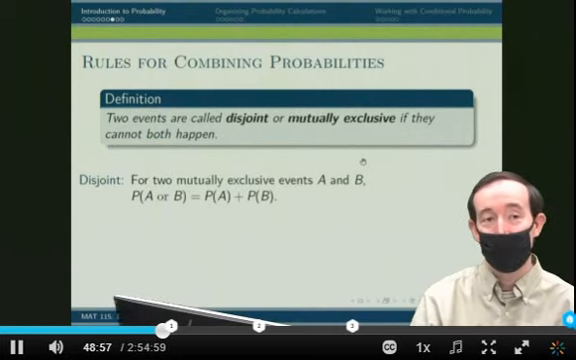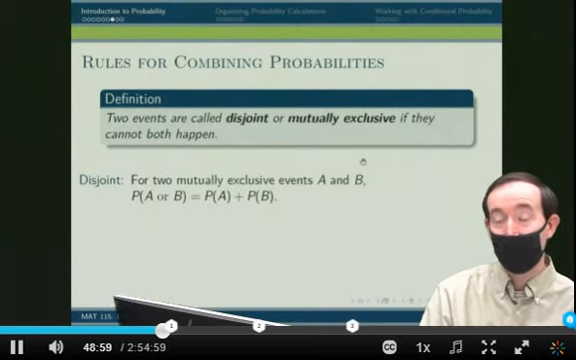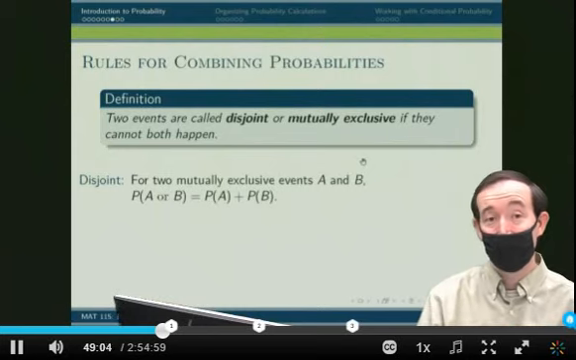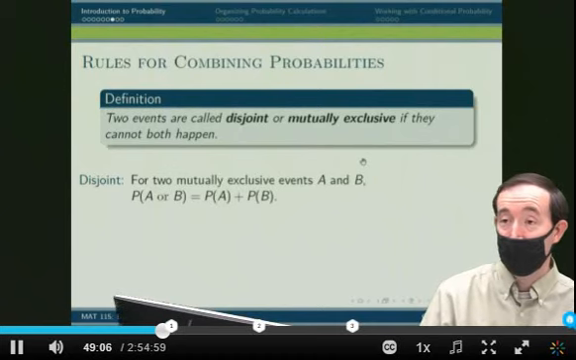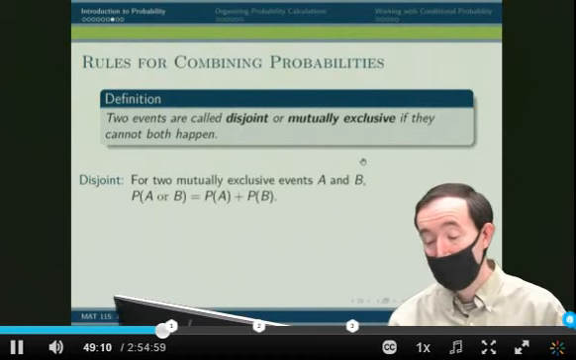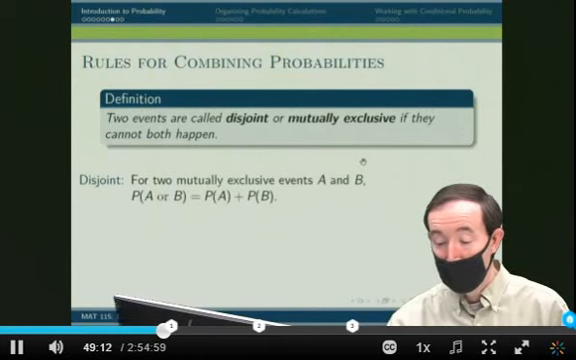And that's how it works. This is what it means to be mutually exclusive. If you want to find the probability that either event happens, you can simply add them together because they're mutually exclusive. They're completely separate probabilities. Okay.